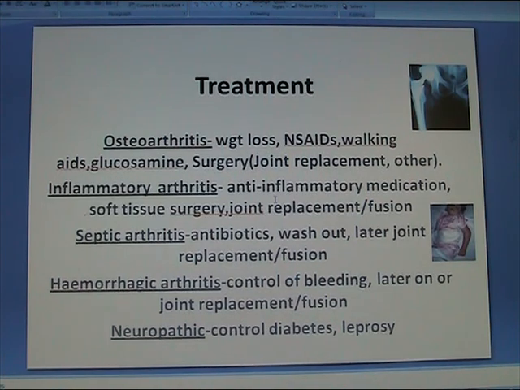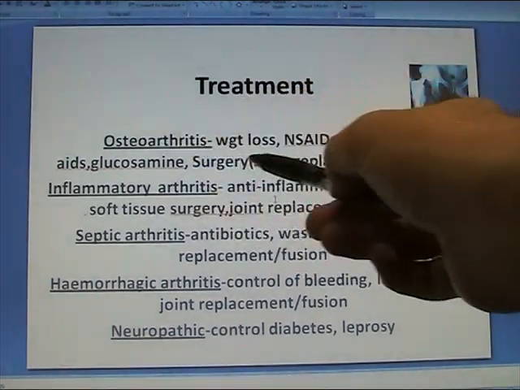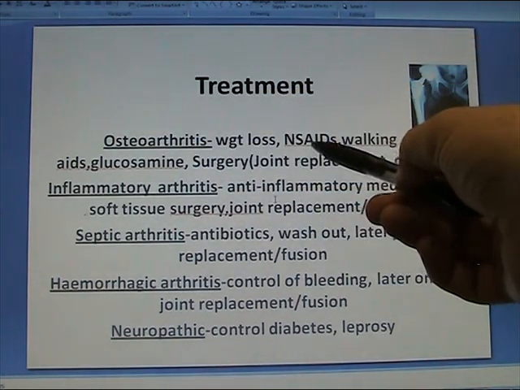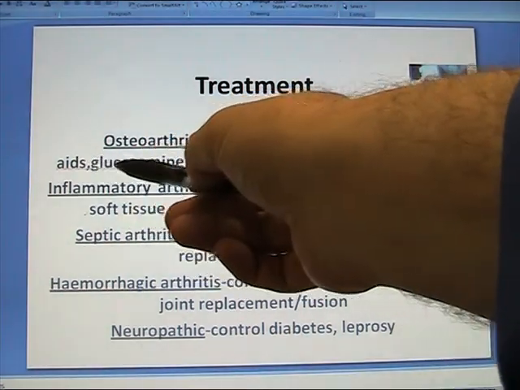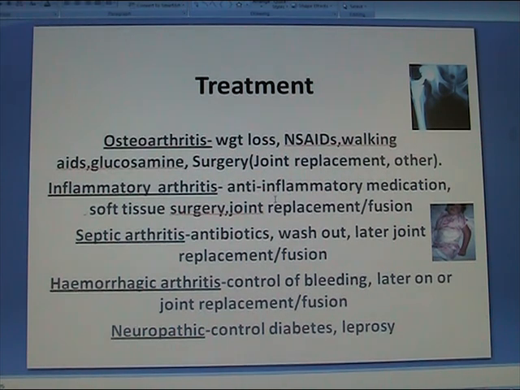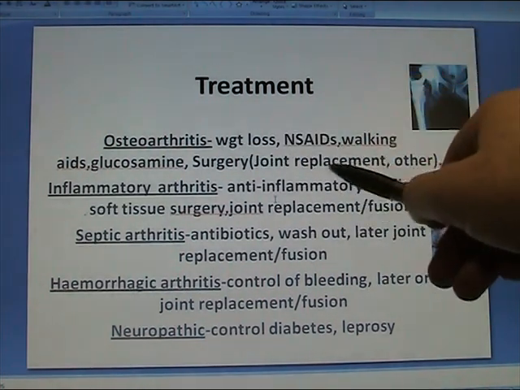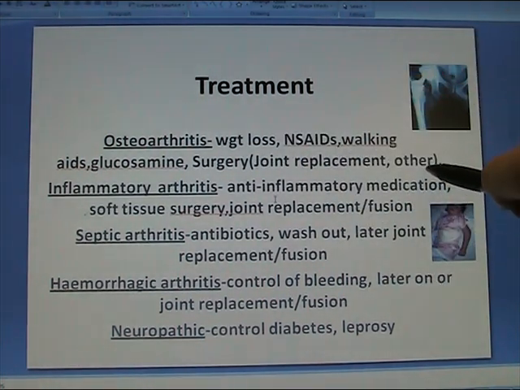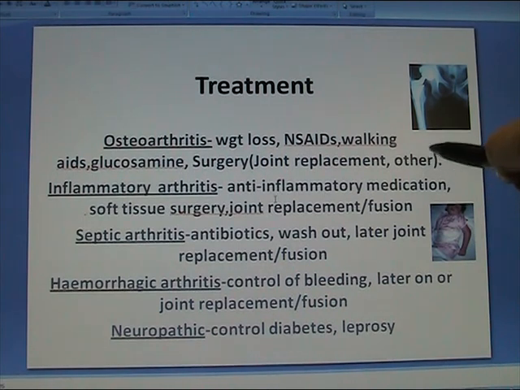So the treatment is based on the cause. Osteoarthritis, weight loss, anti-inflammatories, walking aids, glucosamine may help in early stages, Synvisc may help. In the later stage, you have to call in the orthopedic surgeon. They have all the fun then. They do a joint replacement. Maybe an arthrodesis in a younger patient, or osteotomy, which is cutting the bone, reshaping it to displace the loads. But they're not so successful.